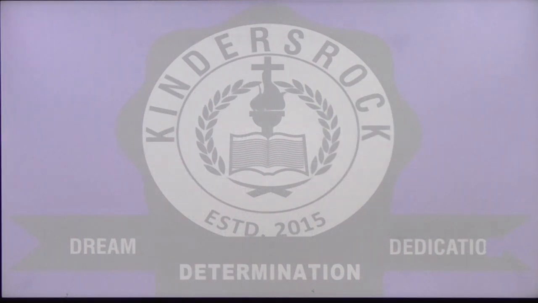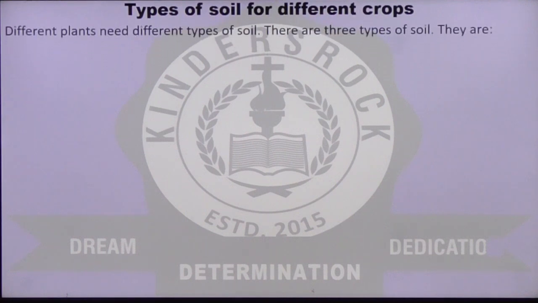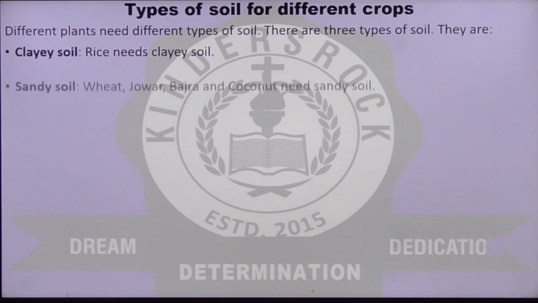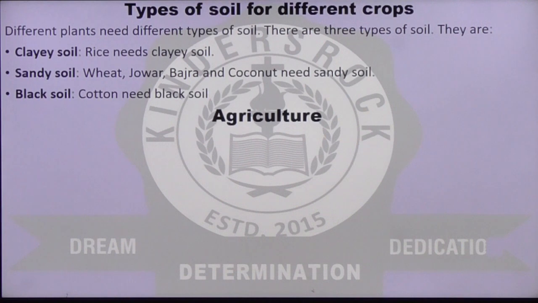Types of soil for different crops. Different plants need different types of soil. There are 3 types of soil. They are clay soil. For example, rice needs clay soil. Sandy soil. Wheat, jawar, bajra and coconut need sandy soil. Black soil. Cotton needs black soil. Okay, these are the 3 types of soil. Clay soil, sandy soil and black soil.